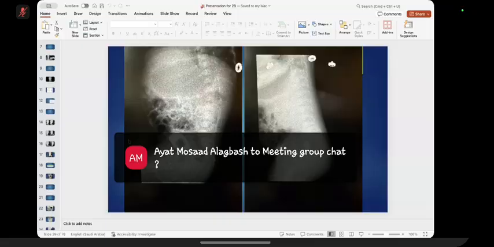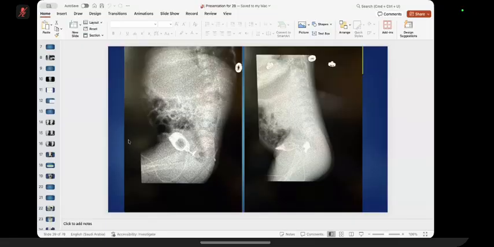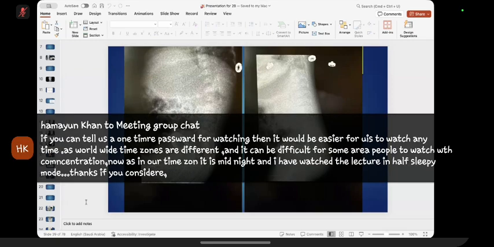What contrast to use in enema if you suspect bowel obstruction or perforation? Okay, in our department, it also depends on the availability of the contrast media, but in our department, we use water-soluble contrast for all kinds of barium enema studies. Barium can also be used for the enema studies, but we use water-soluble contrast.